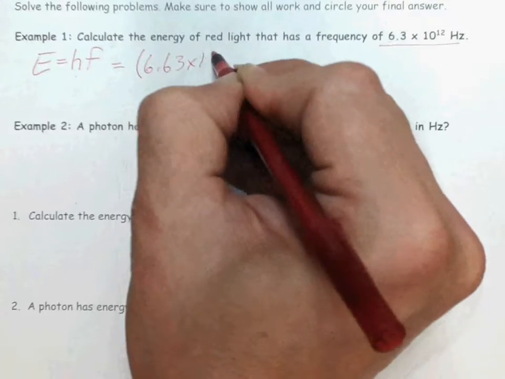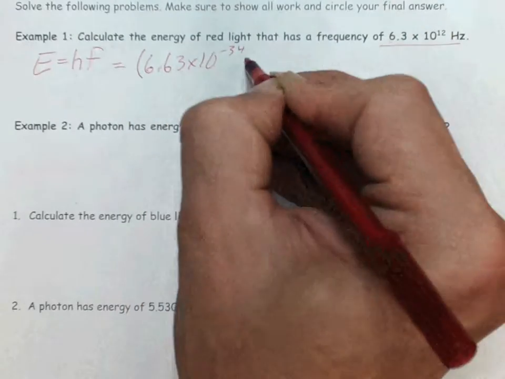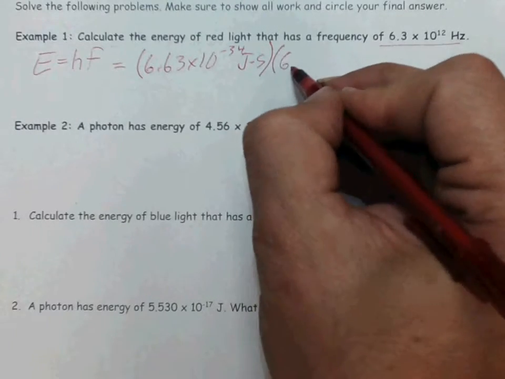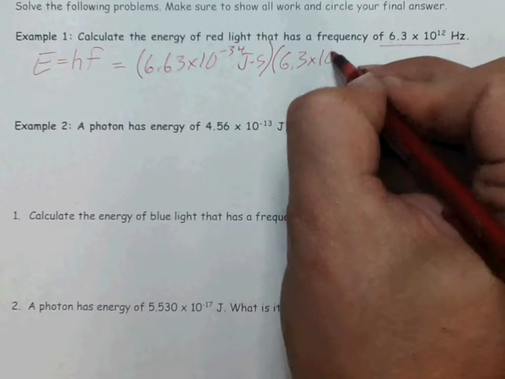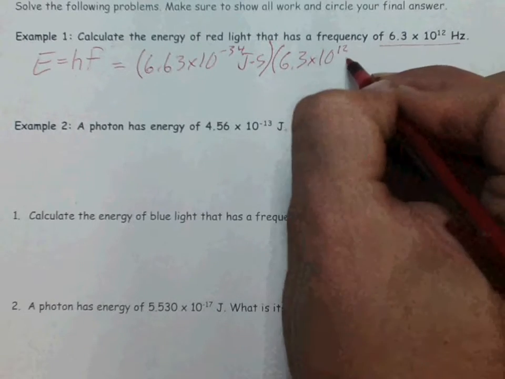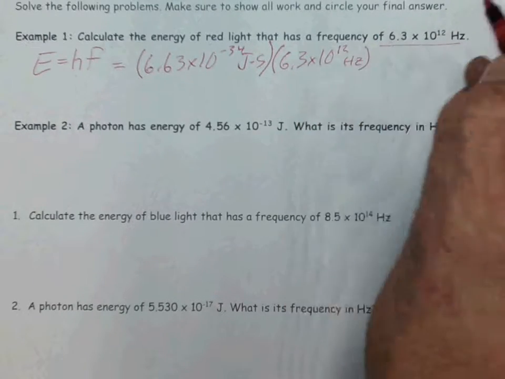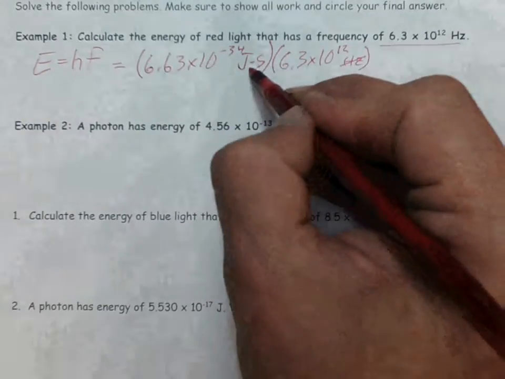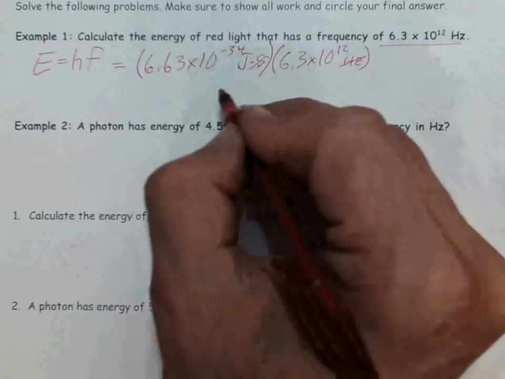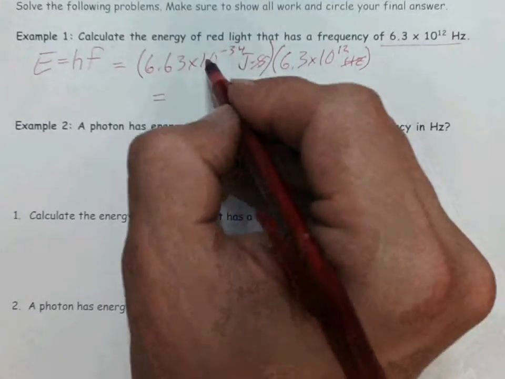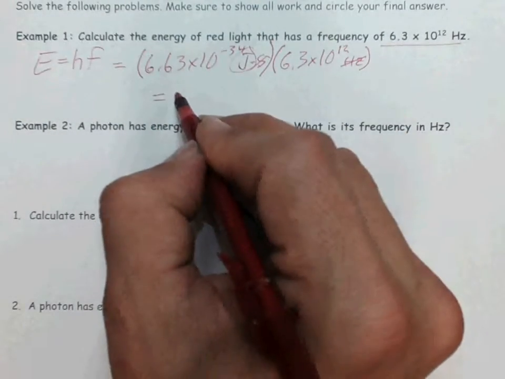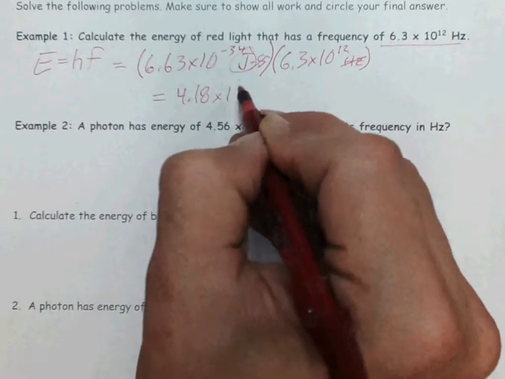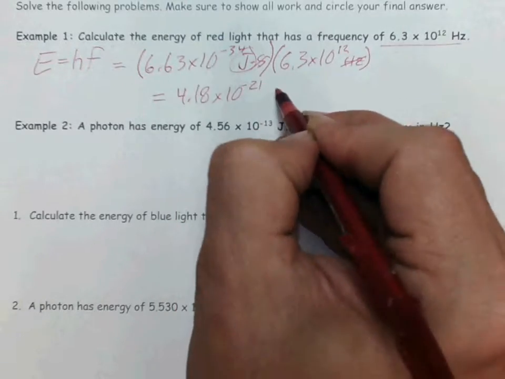6.63 times 10 to the negative 34 joules times seconds are our units, times 6.3 times 10 to the 12 hertz. Remember that hertz is 1 over seconds, so seconds times 1 over seconds just cancels out. We do our math. Remember, it just leaves us joules. After we do our math, we end up with 4.18 times 10 to the negative 21 joules.